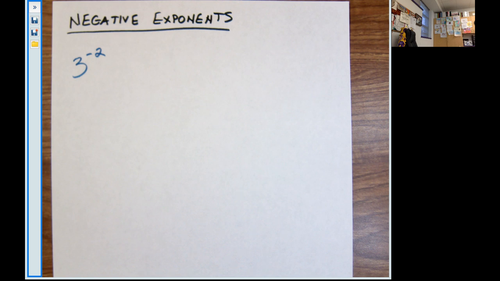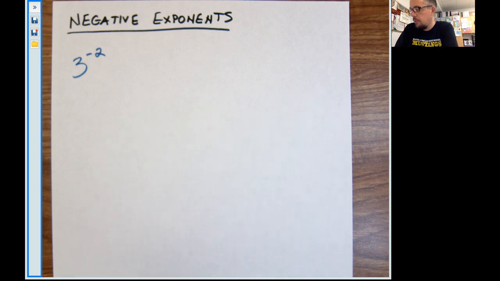You would think... actually, the answer is 1/9. The answer is 1/9. When you have a negative exponent, the way that you solve that problem, meaning the way you make it positive, is that if you have a negative exponent in the numerator of a fraction, you move it to the denominator. And if you have an exponent in the denominator, you move it up to the numerator.